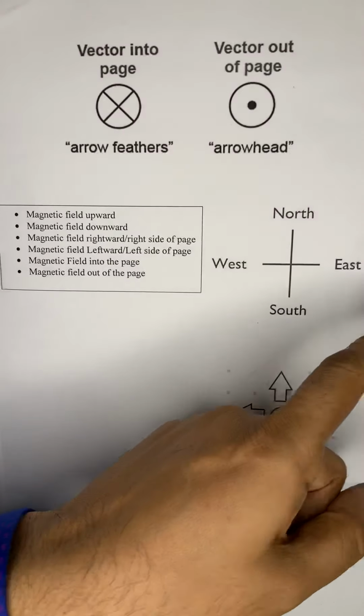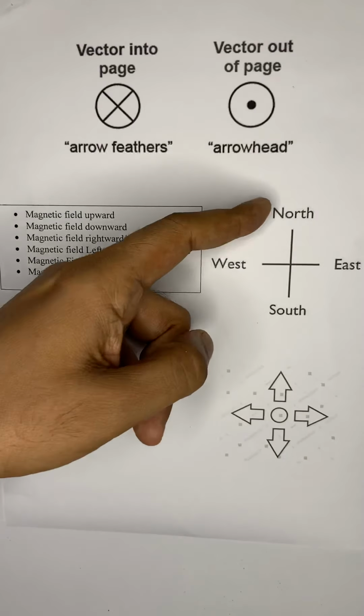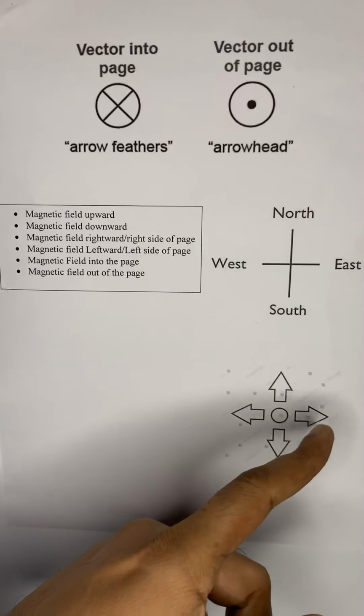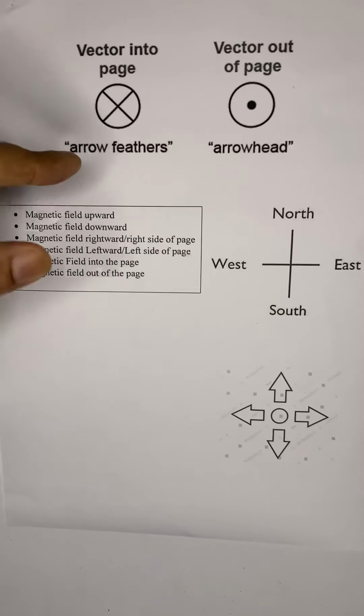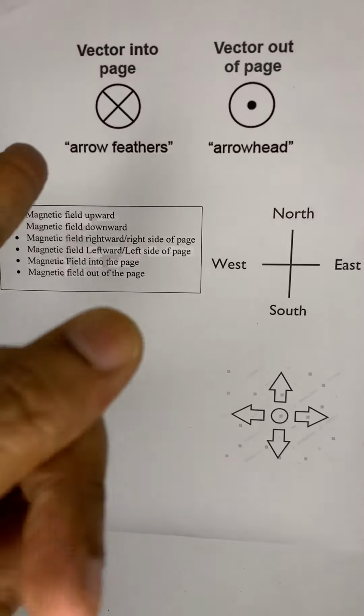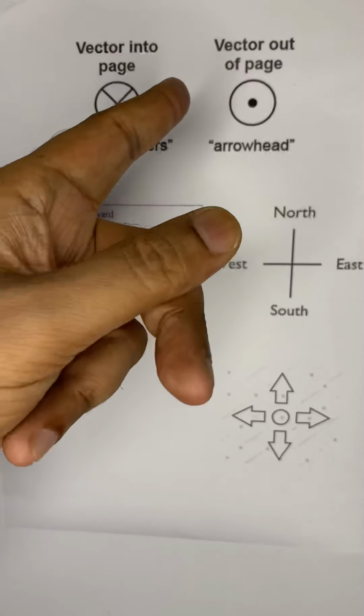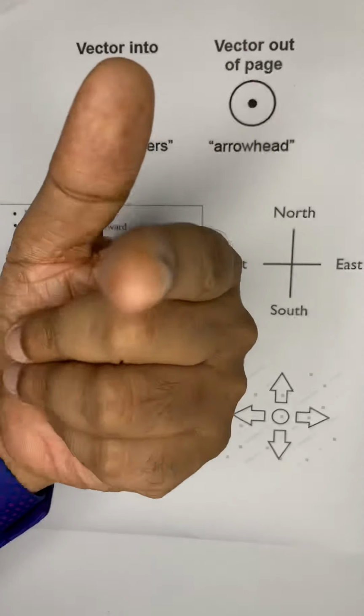See, this is the east, this is the west, this is the north, this is the south, or this is the right side of the page, this is the left side of the page, this is the up side of the page, this is the down side of the page. Apart from these four directions, there are two other directions, that is, into the page or out of the page. Into the page means the magnetic field is into the page, and out of the page means the magnetic field is out of the page.